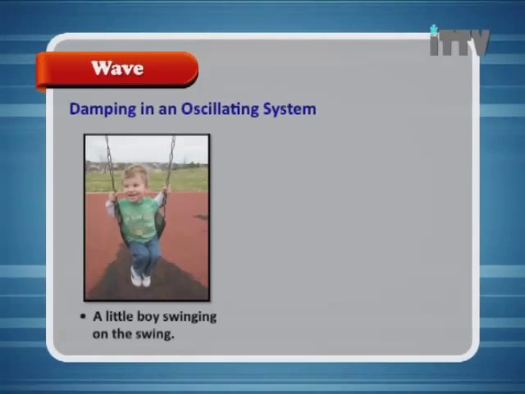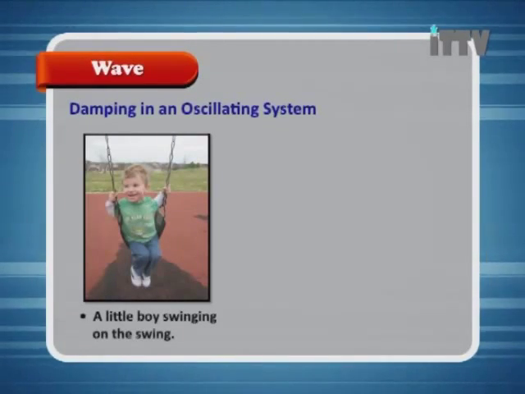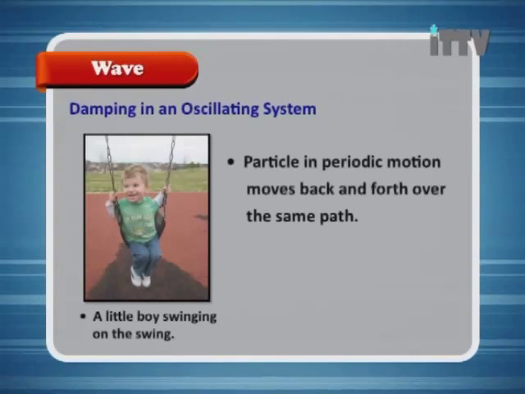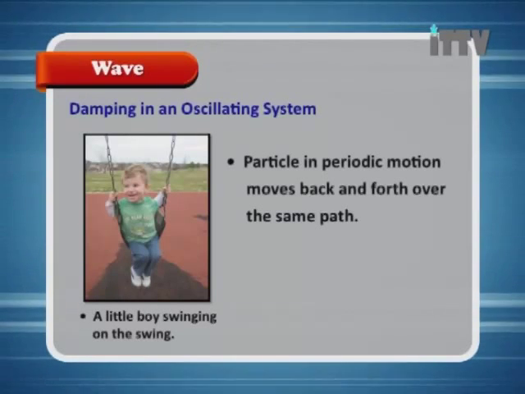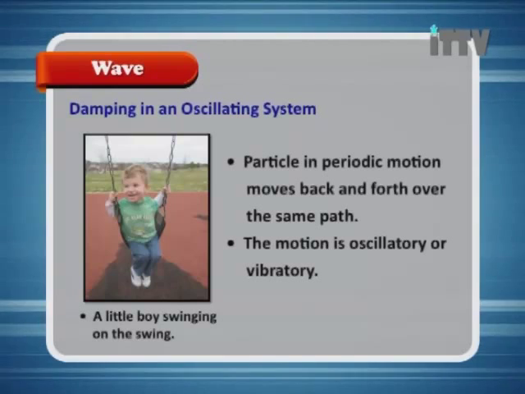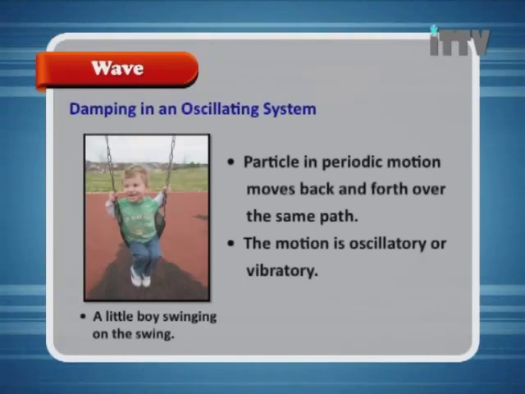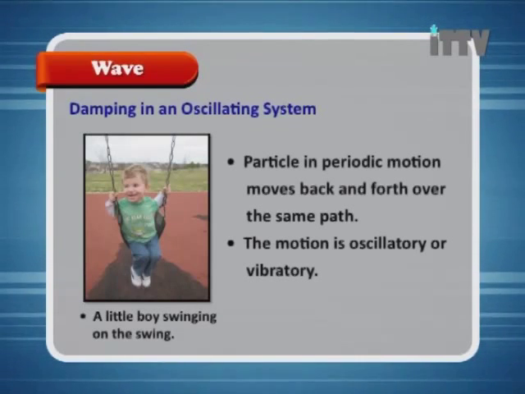Damping in an oscillating system. A little boy is swinging on the swing. Particles in periodic motion move back and forth over the same path. The motion is oscillatory or vibratory. So when the little boy is swinging on the swing, we say that we have oscillation.